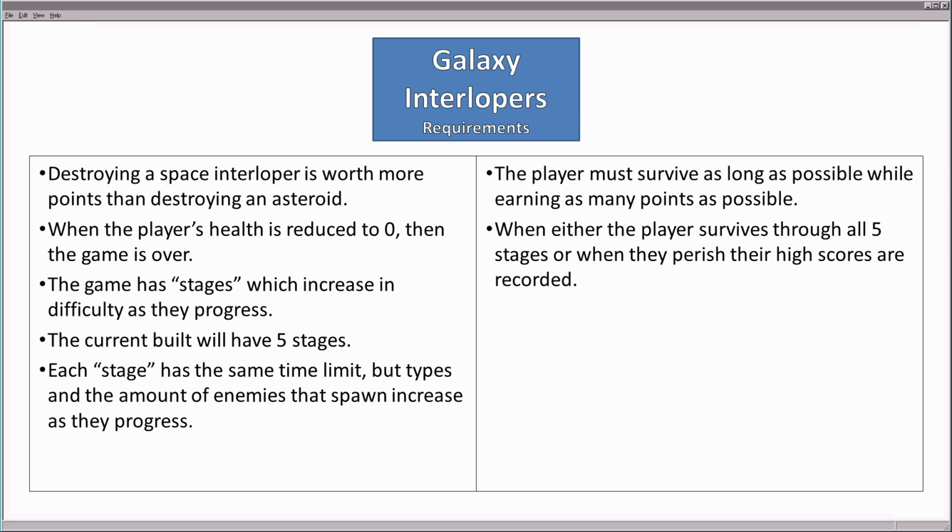The game has stages which increase in difficulty as they progress. The current build will have 5 stages. Each stage will have the same time limit, but the types and the amount of enemies that spawn will increase as they progress. The player must survive as long as possible while earning as many points as possible. When either the player survives through all 5 stages or when they perish, their high score will be recorded.